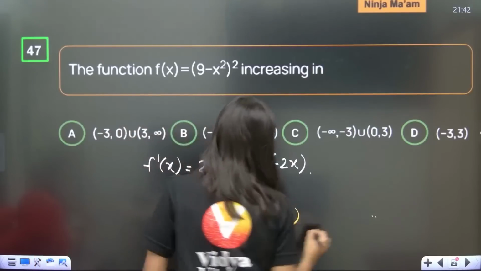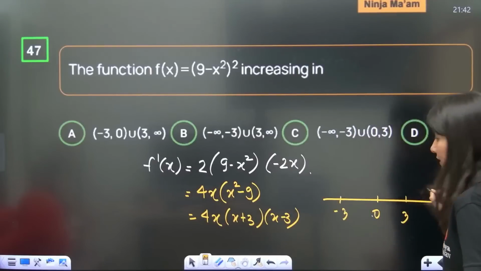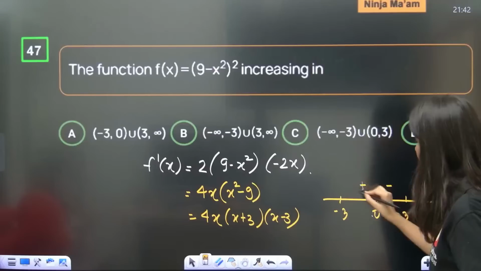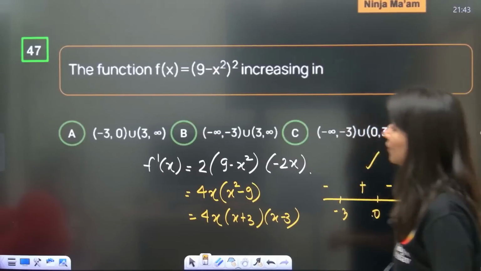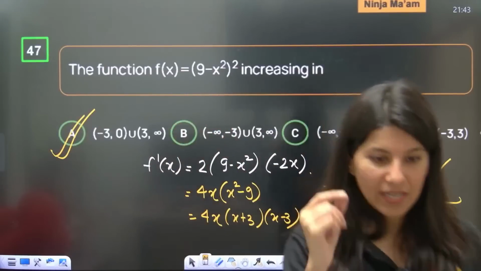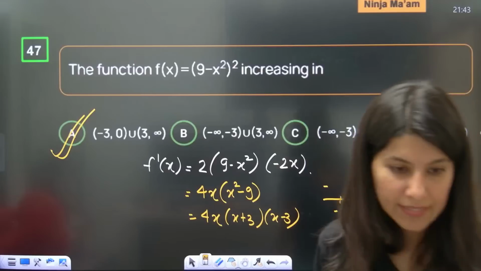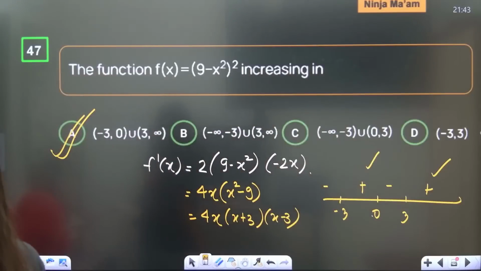3 critical points, yes? 0, minus 3, plus 3. So again positive, negative, positive, negative. So this is increasing in 3 to infinity and minus 3 to 0. Option A. Yes, option A. Getting it? Understanding it? Have a look.